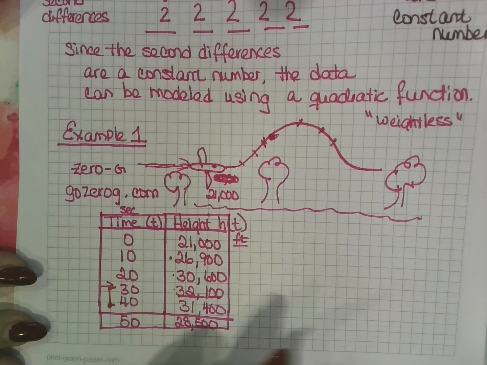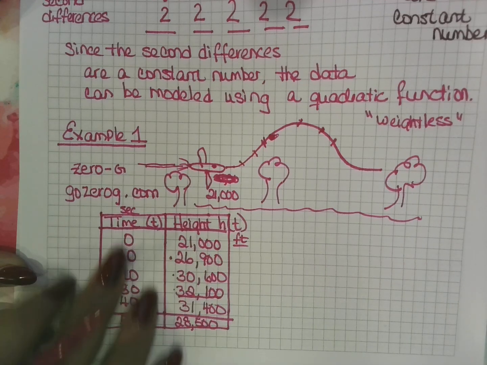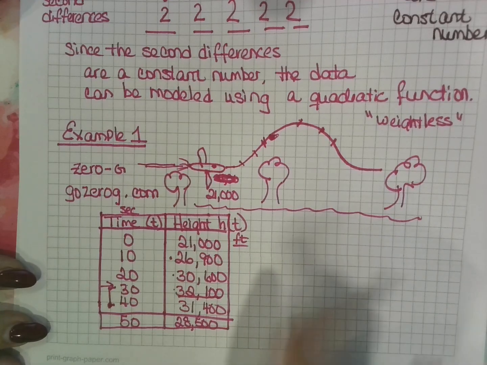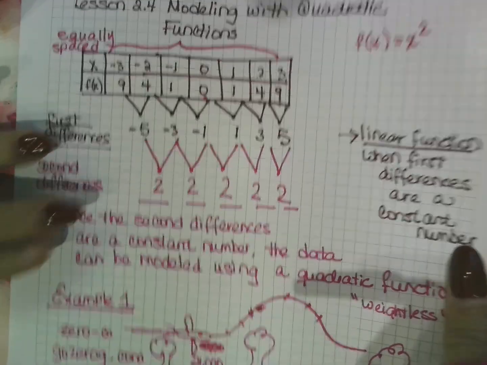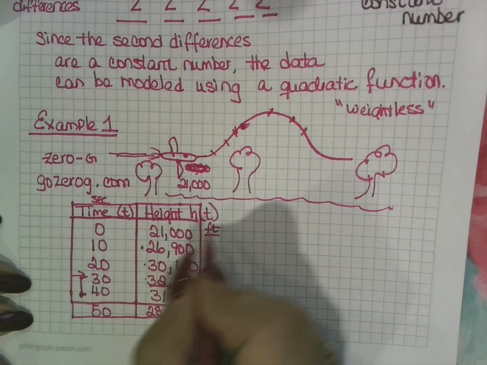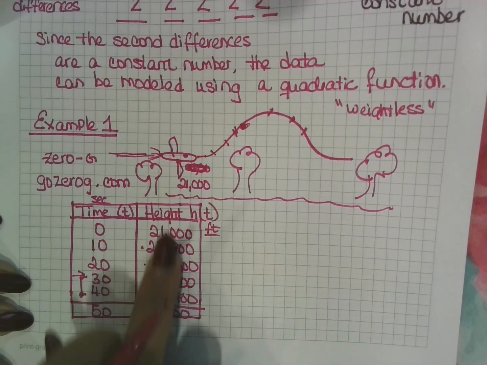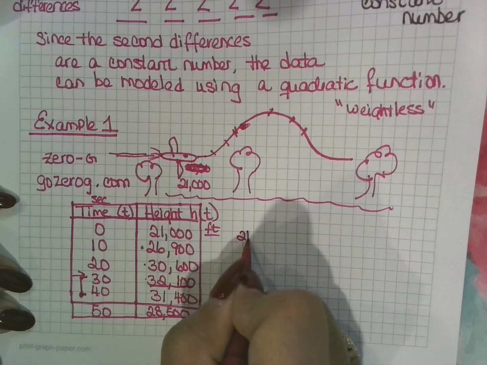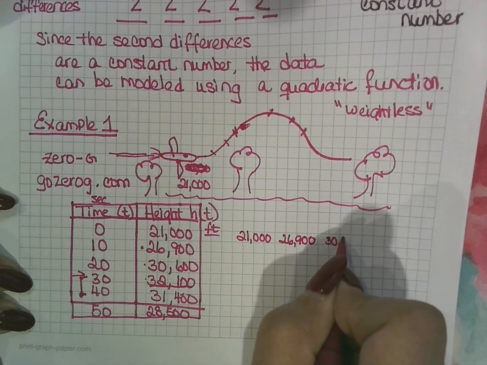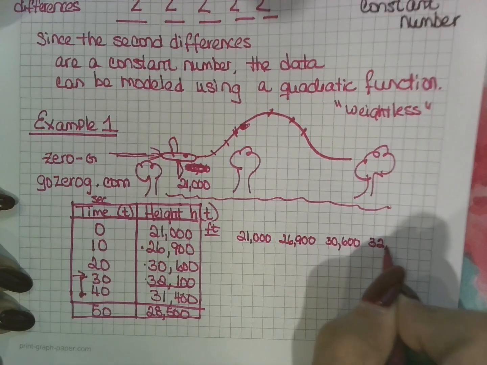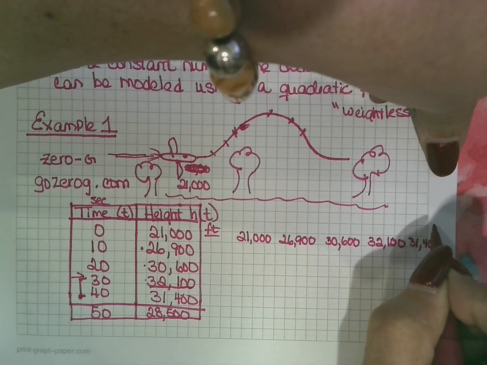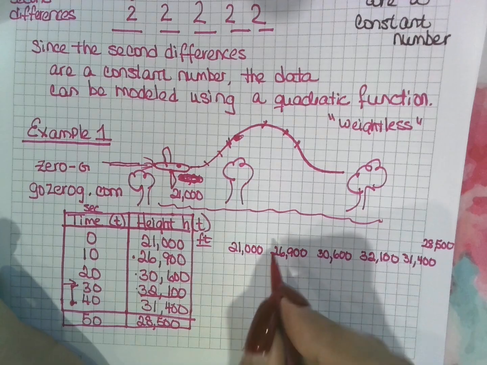All right, so the problem is asking us, with this data, can this be modeled as a quadratic function? So once again, we're going to do that process that we did right up here, but we're going to do it with this data. We're going to need to find the first differences, and we're going to need to find the second differences. And again, we're dealing strictly with the function's values, or the y values. So we have 21,000, 26,900, 30,600, 32,100, 31,400, and over here we have 28,500. So we're going to do the first difference.